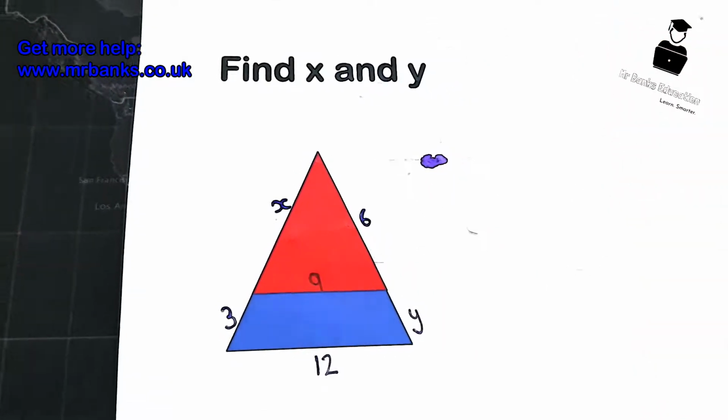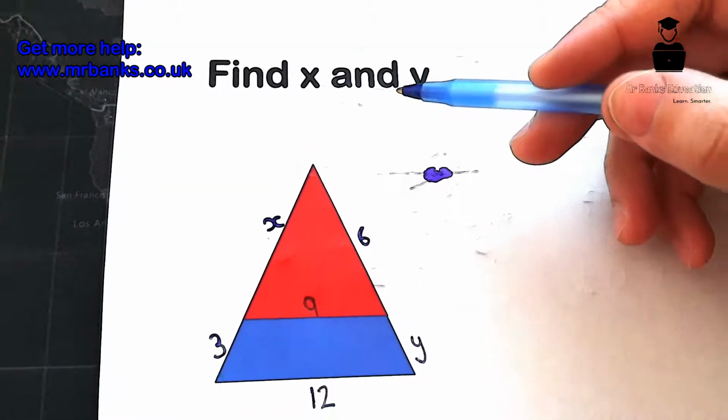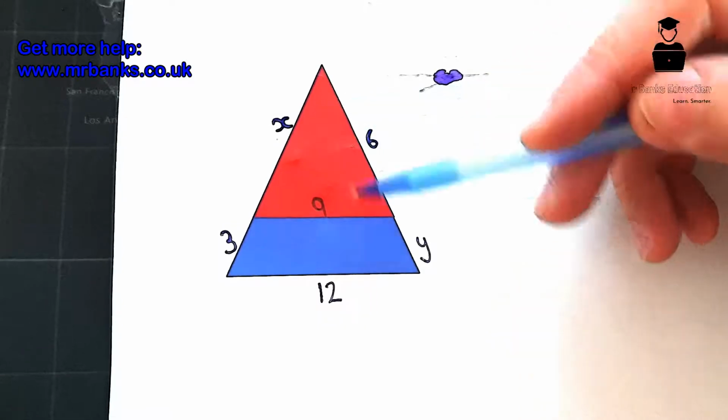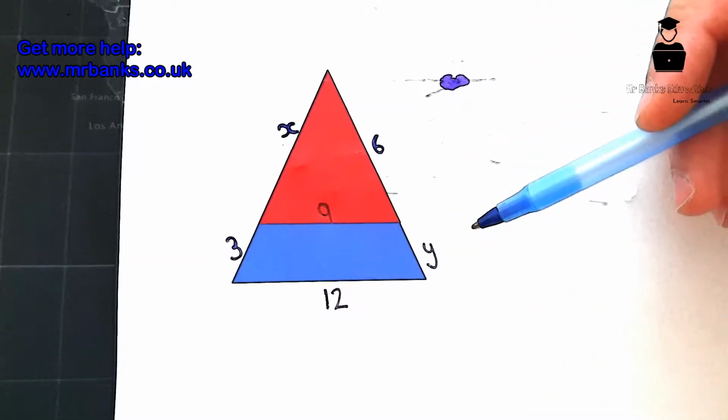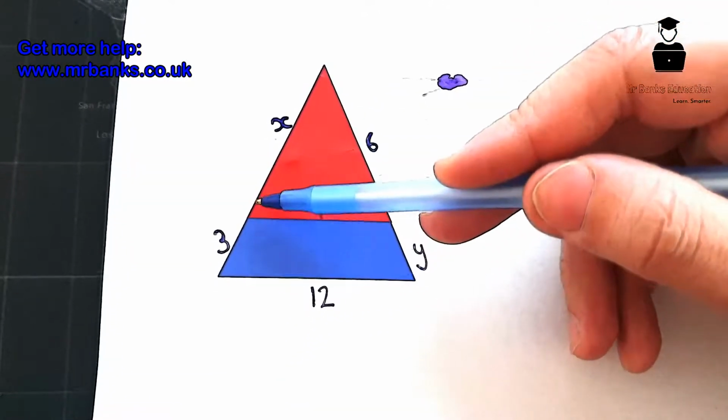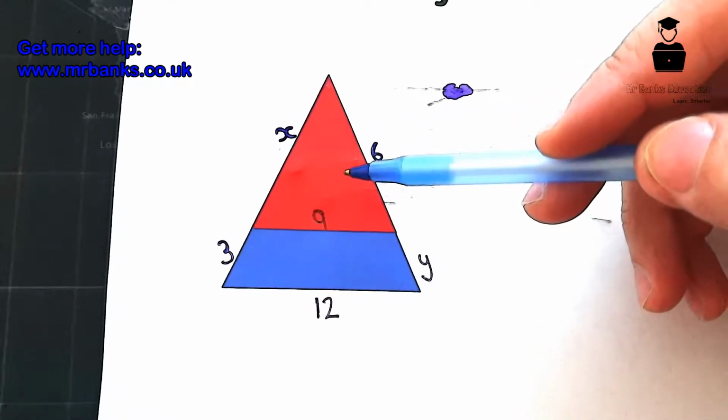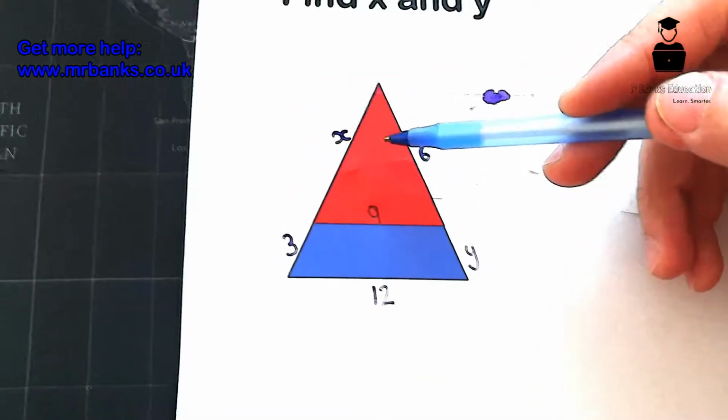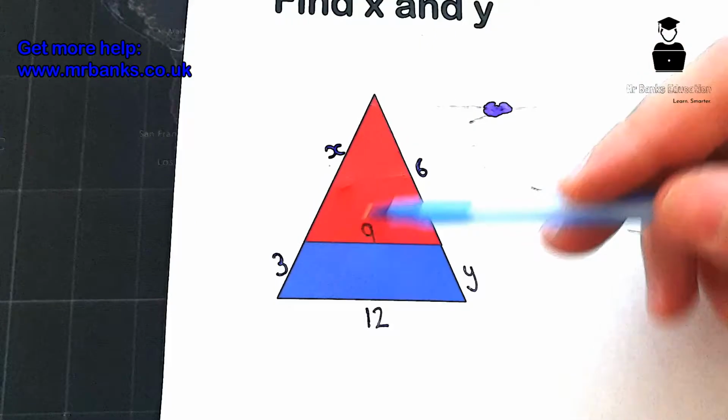Okay, we have a question here. Find x and y. Okay, so we've got two triangles. And this one, the blue one, is an extension of the red one. So what we know is that we're dealing here with similar triangles.